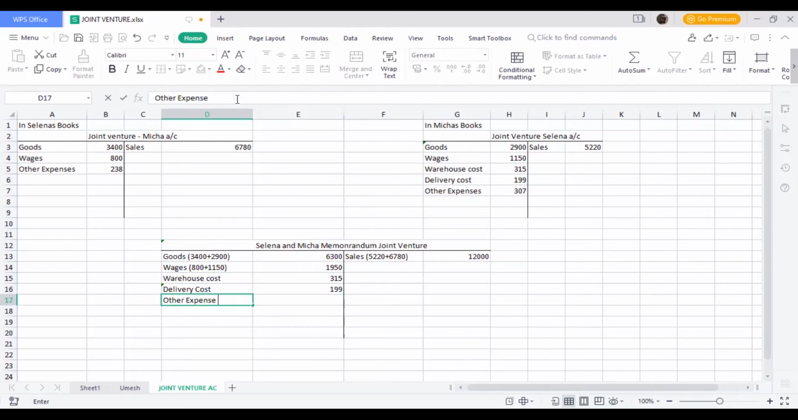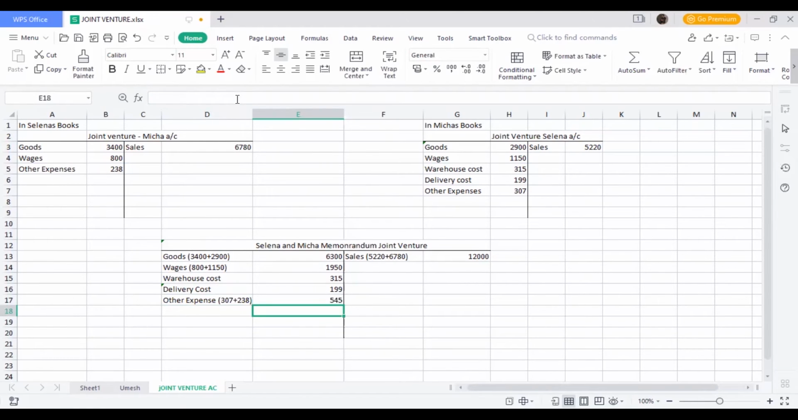Okay. How much is other expense? 199 plus, no, 307 plus 238. So 238 plus 307 will give you a value of 545. Now how do I know the profit of this business I have earned?